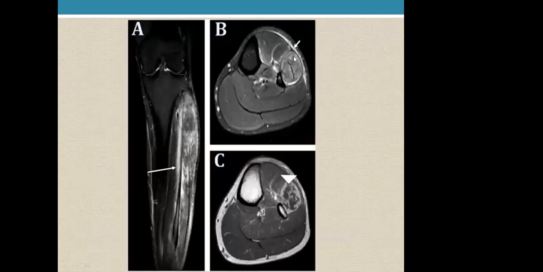This is an MRI, axial and coronal, in which we can see the compartment syndrome. We can see it here. We can see the edema and loss of the architecture of the compartment.